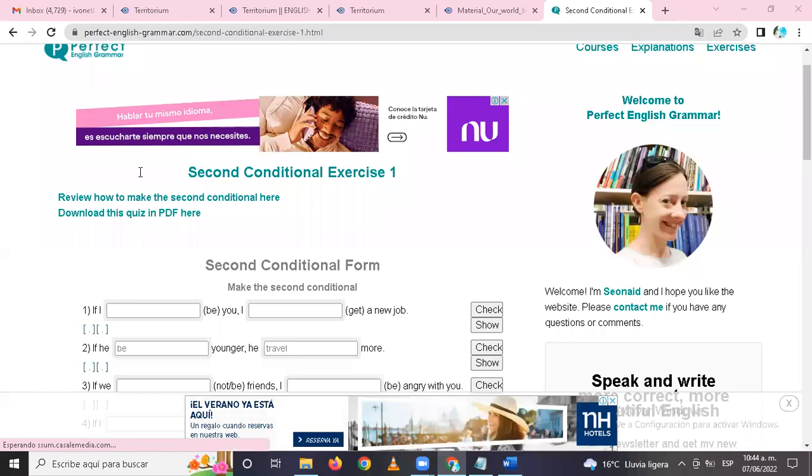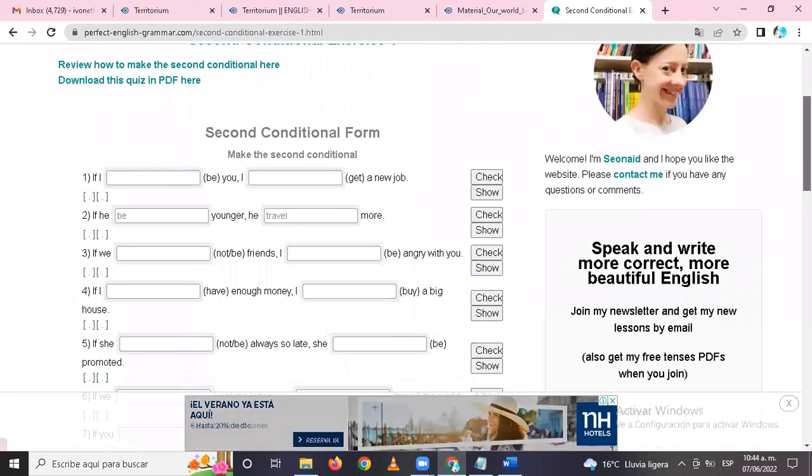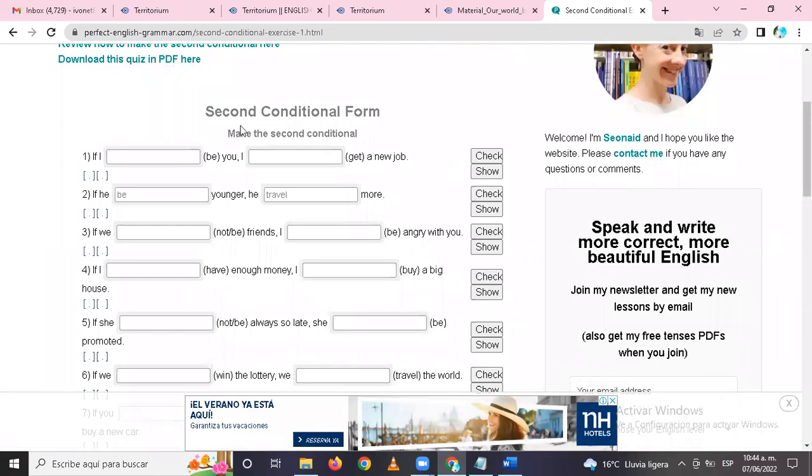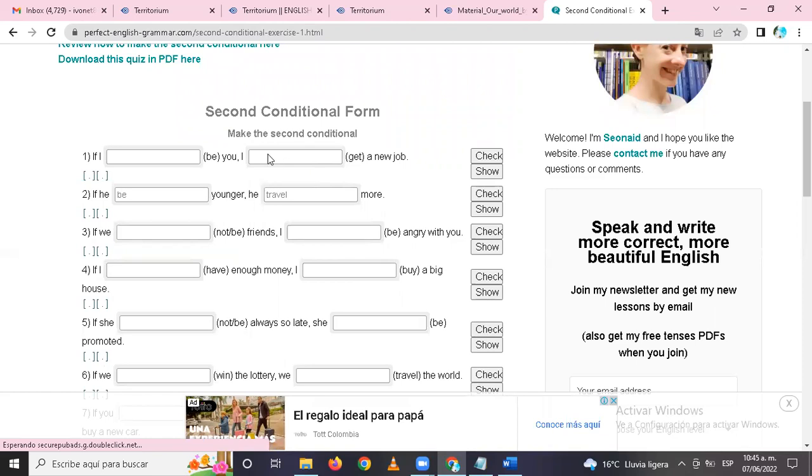Okay, here we have Perfect English Grammar, a website with some exercises. Here we have a condition for doing the second conditional. In this case, we have Juan, please. Would you like to participate? Yes, of course. In the first one, we have the if clause, and we need to use the verb be. And then in the second part, we have the verb get. So go ahead.